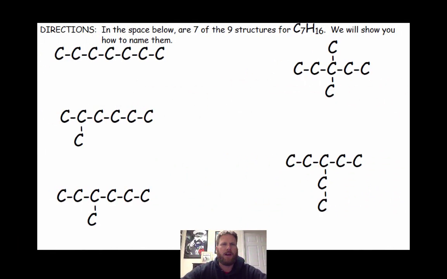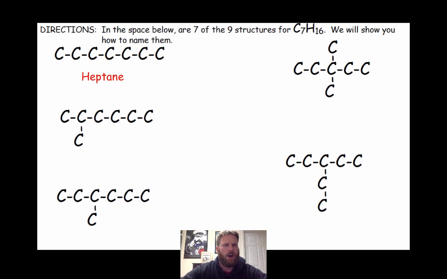Let's get back to naming a couple more. Let's look at 7 of the 9 possible isomers of C7H16. The easiest one to name is simply 7 carbons long. You'll notice here I got rid of all the hydrogens that can confuse us, because all we really need to see is the carbons. So a 7-carbon chain is simply called heptane.